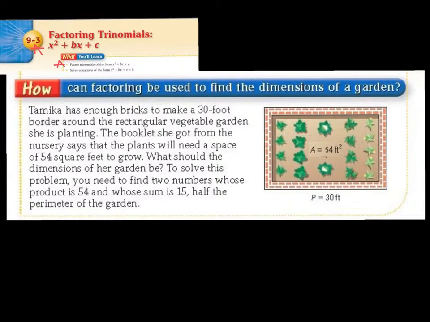Tamika has enough bricks to make a 30-foot border around a rectangular vegetable garden she is planting. The booklet she got from the nursery says the plants need a space of 54 square feet to grow. What should be the dimensions of her garden? To solve this problem, you will need to find two numbers whose product is 54 and whose sum is 15, half the perimeter of the garden.